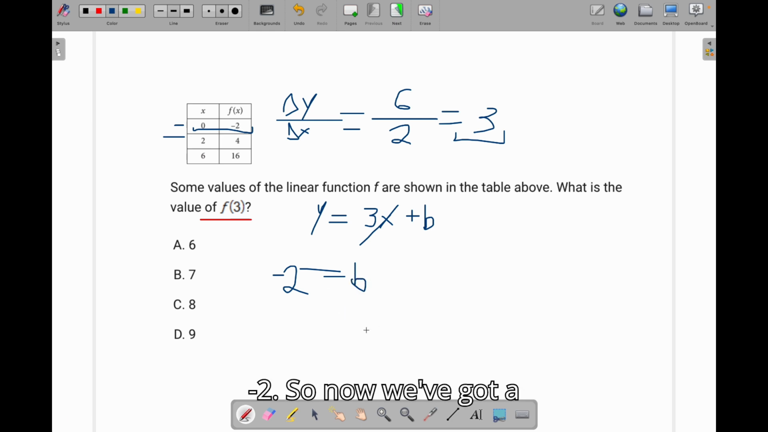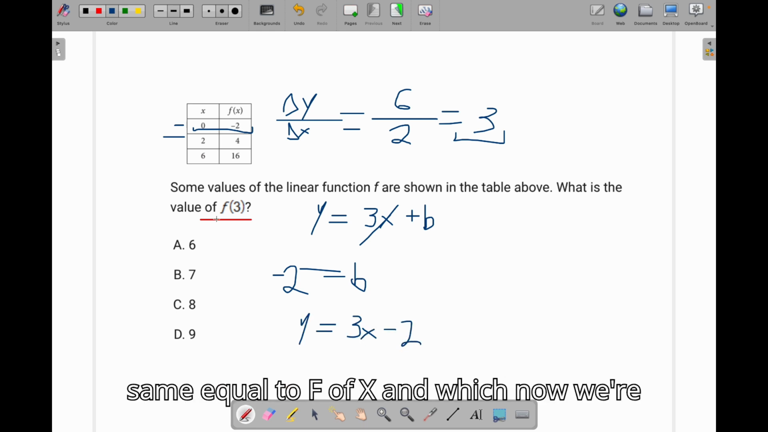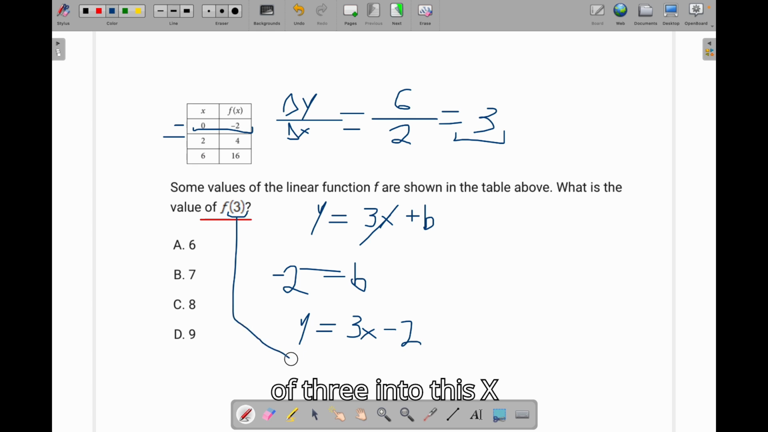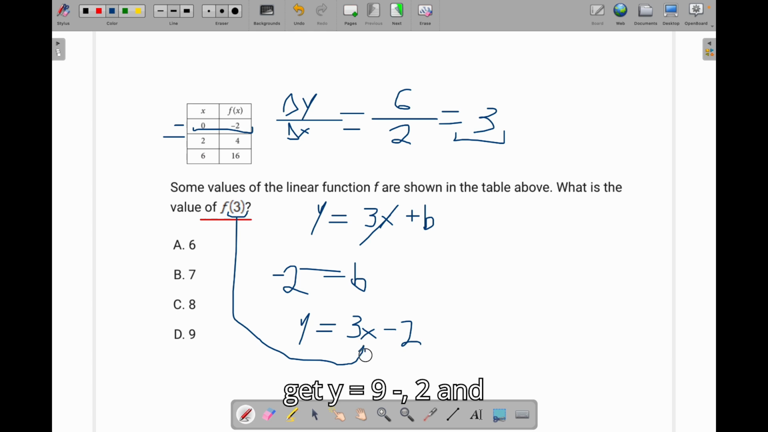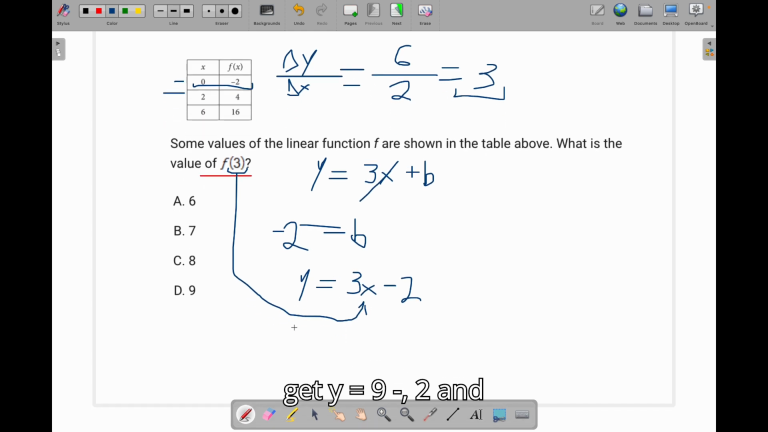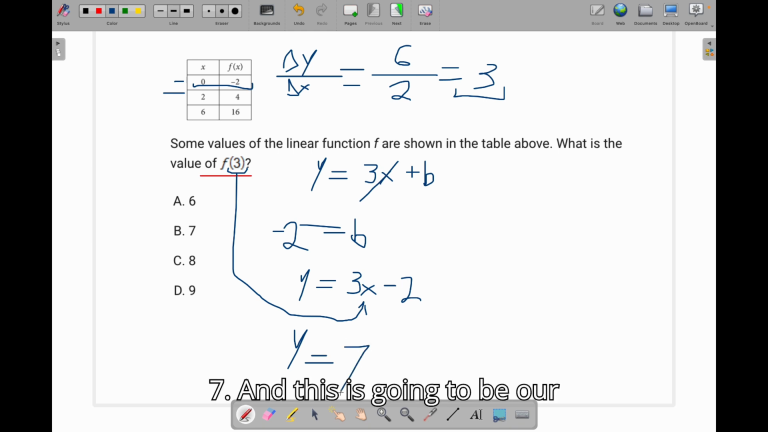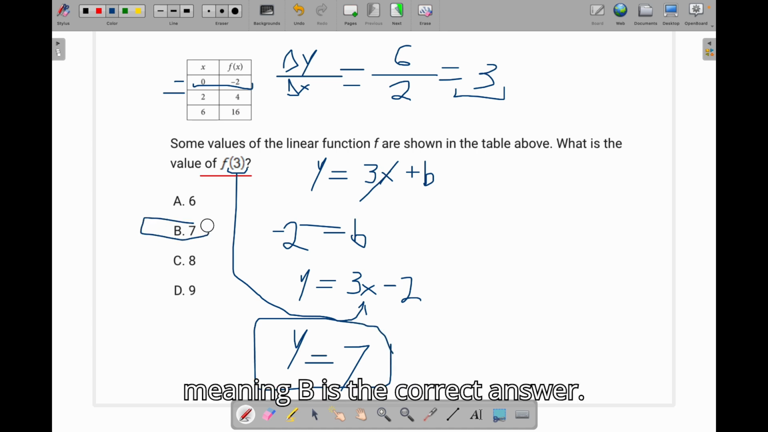So now we've got a whole new equation, where this y is the same as f of x. Now we're going to plug in the x value, the input of 3, into this x right here. When you do that, you get y equals 9 minus 2. And from there, you're going to get y equals 7. And this is going to be our answer for this problem. Meaning B is the correct answer.